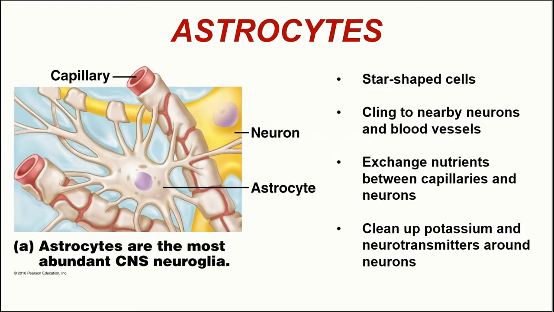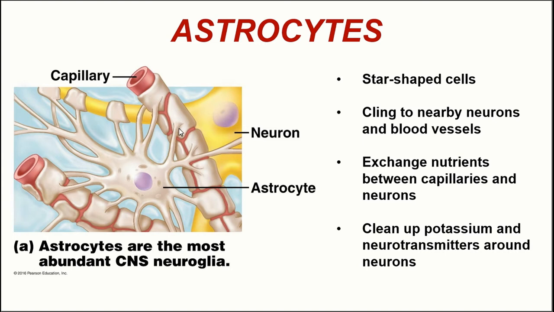Let's take a look at the astrocytes next. Now the astrocytes are named because they are star-shaped, because astro means star, and cyte of course means cell. So these are the star cells. Being star-shaped, they have a number of branch-like processes that emerge from the cell body. And these branches reach out and cling to nearby neurons. They also cling to nearby capillaries and blood vessels as well.